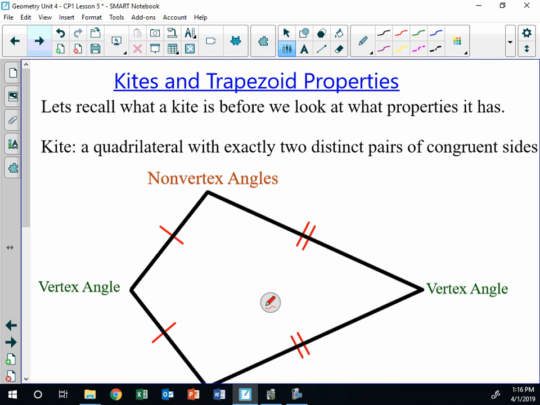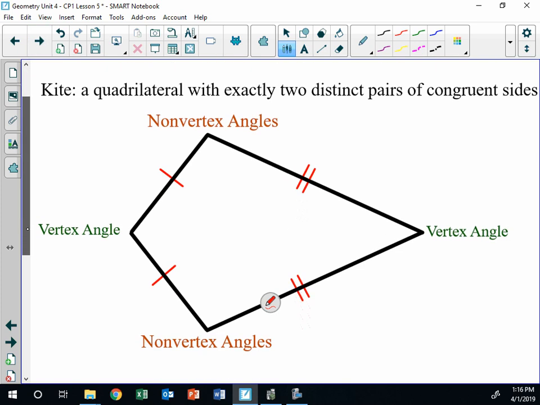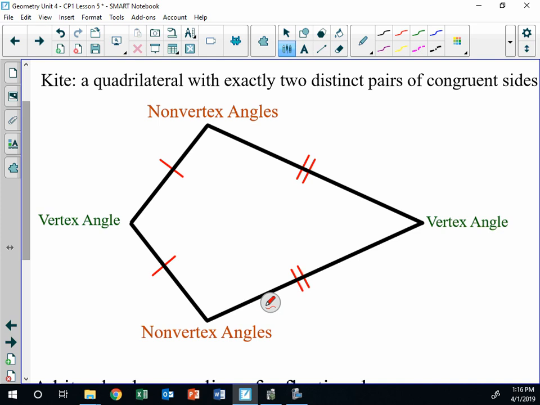So just for a quick reminder, looking back at what a kite is: when we have a kite, we have two distinct pairs of congruent sides. Making sure that we have the equal lengths on the consecutive sides is important, to make sure that they are consecutive and connected.